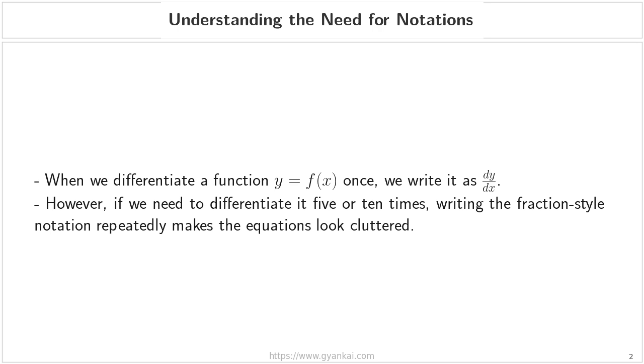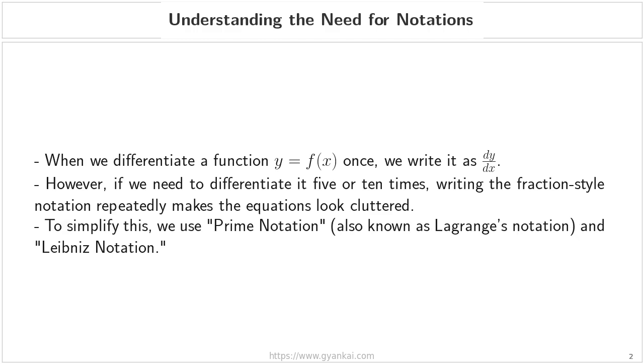If you keep writing out that entire fraction-style notation every single time, your equations are going to become incredibly cluttered, messy, and difficult to read. To prevent this clutter and make our mathematical communication much more efficient, we use two main shorthand methods. We have prime notation, which you might also hear referred to as Lagrange's notation, and we continue to use the Leibniz notation for more formal structures. In the next few slides, I'm going to break down exactly how these different notations look as we move from the first derivative all the way up to the nth order.